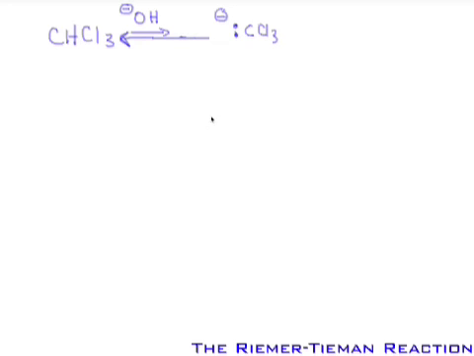Now this carbanion is not very stable, but it does have a good leaving group, and it can subsequently fall apart if a chloride leaves and give you Cl-. And this guy is our carbene, dichlorocarbene.